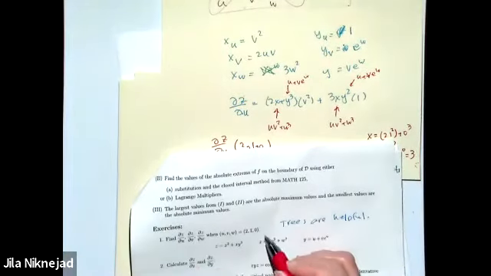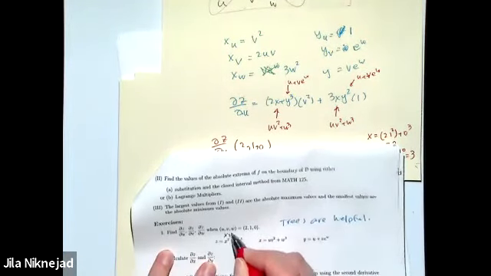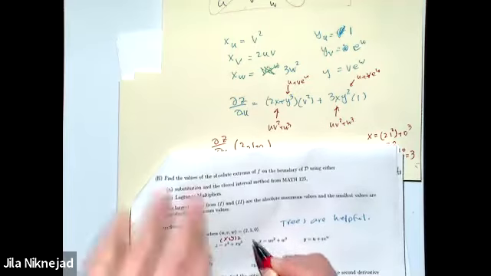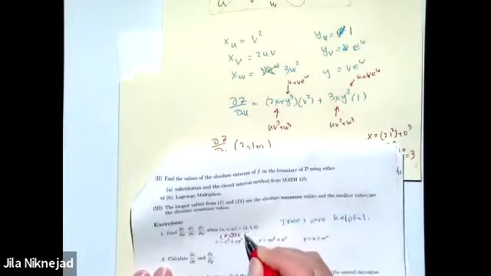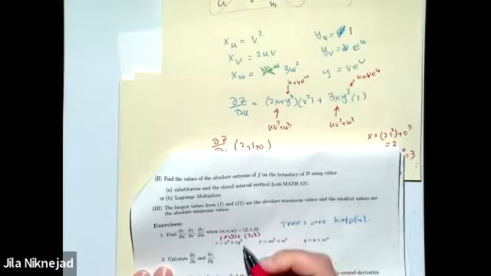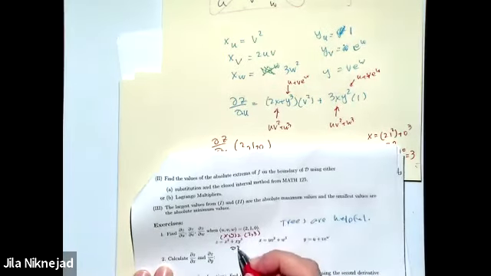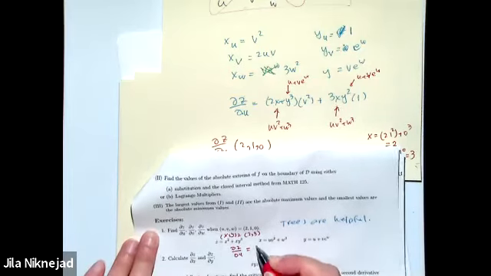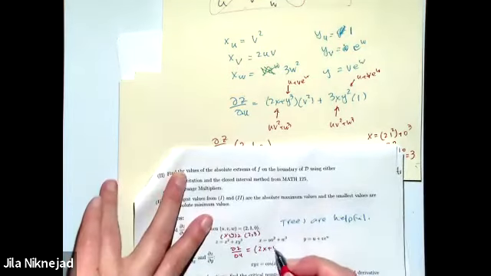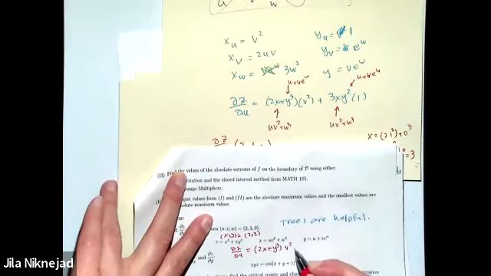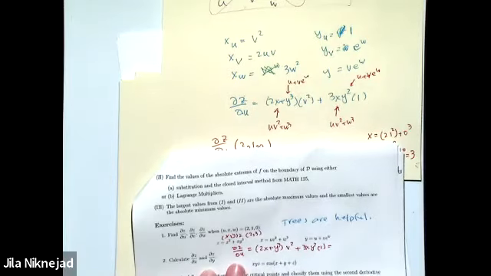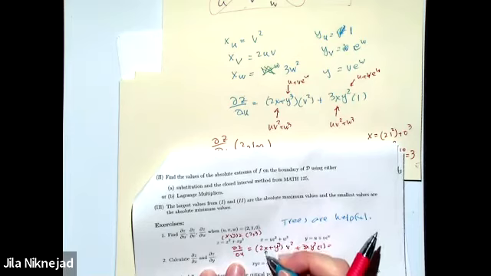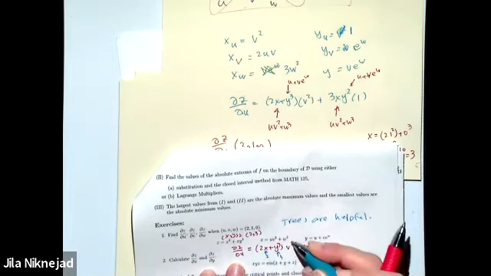So this gives you x and y are 2 and 3. And then I found the partial. Can everybody see what I'm writing? And then I replace, for x, I replace 2. For y, I replace 3.